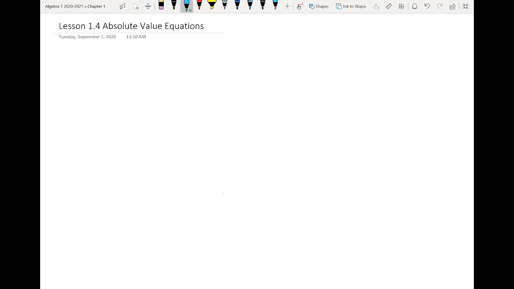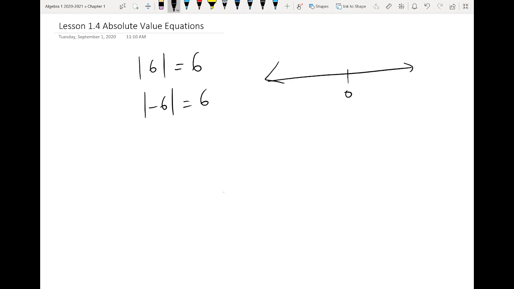All right, we're going to start lesson 1.4, which is regarding absolute value equations. So it's the way these guys are going to be solved, and it's the following. Remember that when you take the absolute value of a number, it's actually the distance from 0. So if I take the absolute value of 6, it's 6 spaces from 0. Or if I take the absolute value of -6, it's also 6 spaces from 0 on a number line, right? So if I have 0 here, 1, 2, 3, 4, 5, 6, okay? This is what that absolute value is, okay?